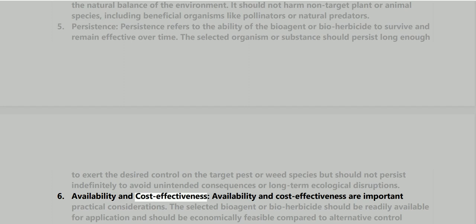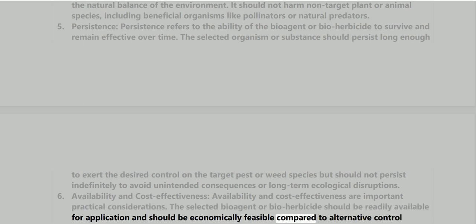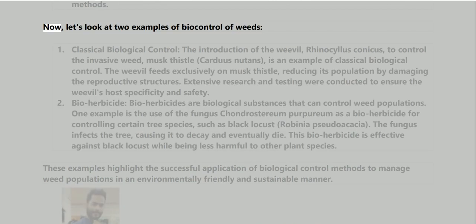6. Availability and cost effectiveness. Availability and cost effectiveness are important practical considerations. The selected bioagent or bioherbicide should be readily available for application and should be economically feasible compared to alternative control methods. Now, let's look at 2 examples of biocontrol of weeds.